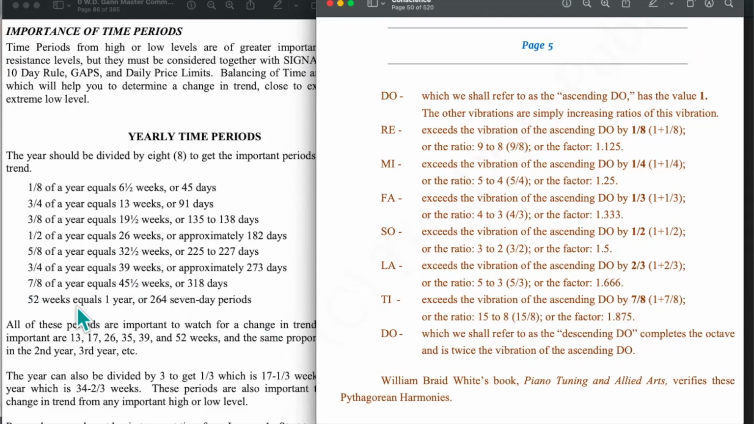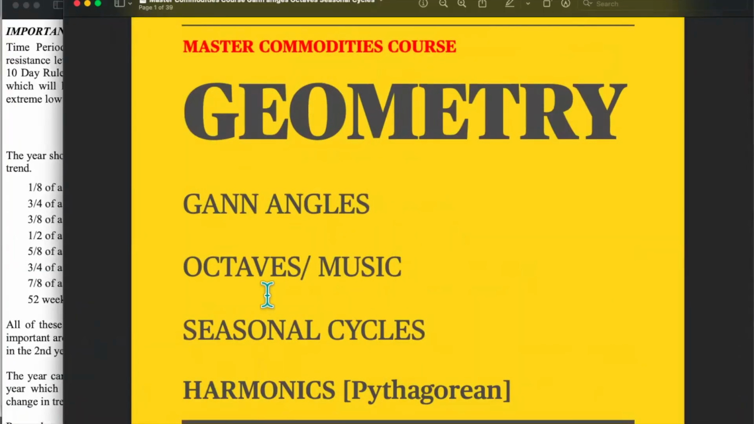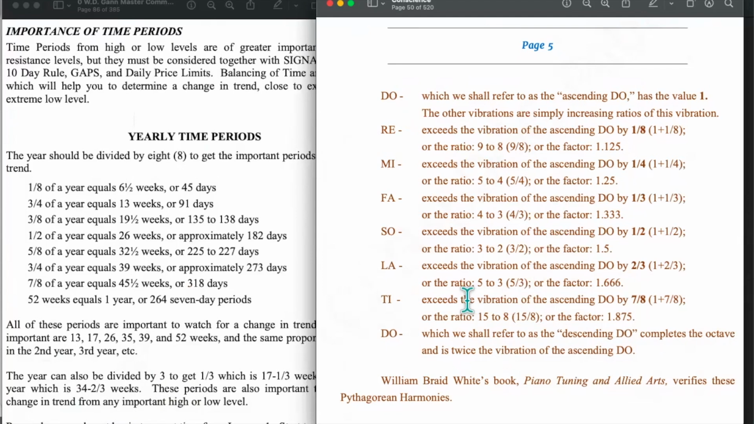We'll be finding small minor differences. This should be talking about octaves or music in detail. And we'll come back to this topic when we start looking at the ratios, because these ratios are very important.